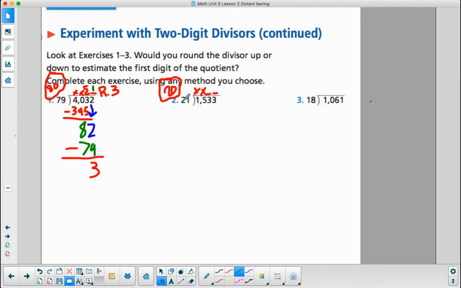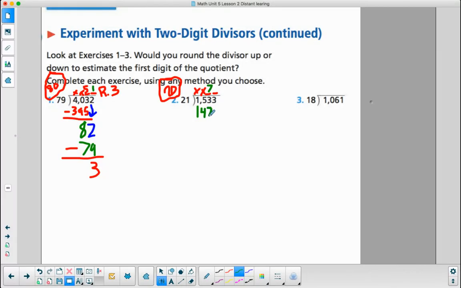Now, I don't know how many 21s there are in 153, but I do know how many 2s are in 15: it's 7. That's a basic fact. So I know there's 7 20s in 153. There's probably 7 21s. 7 multiplied by 21, well, 7 multiplied by 20 is 140, plus 7 more is 147. That wasn't a bad one for me.